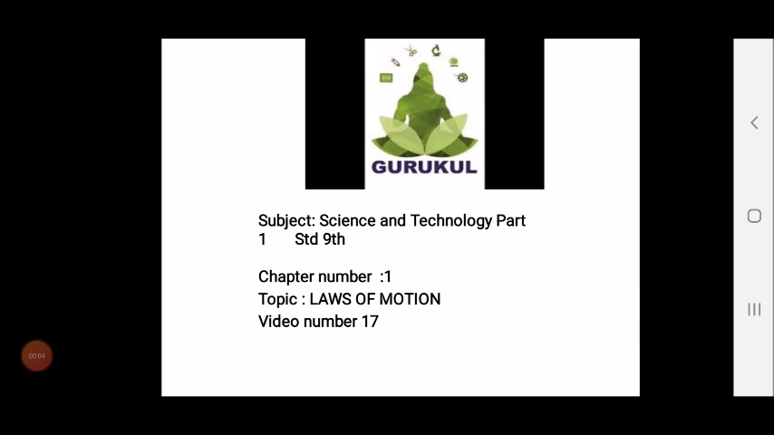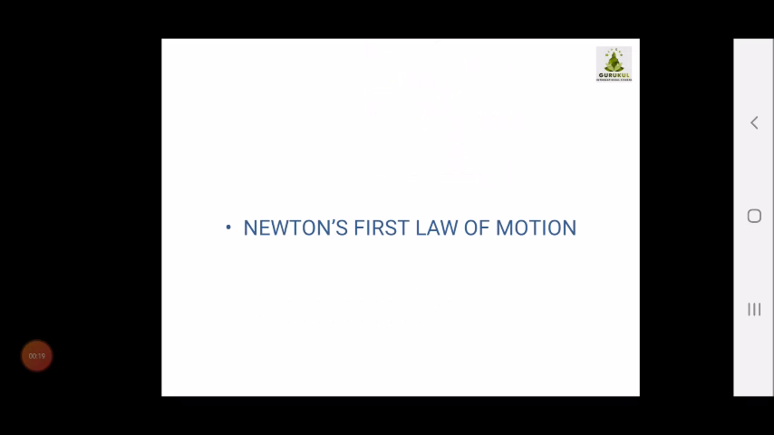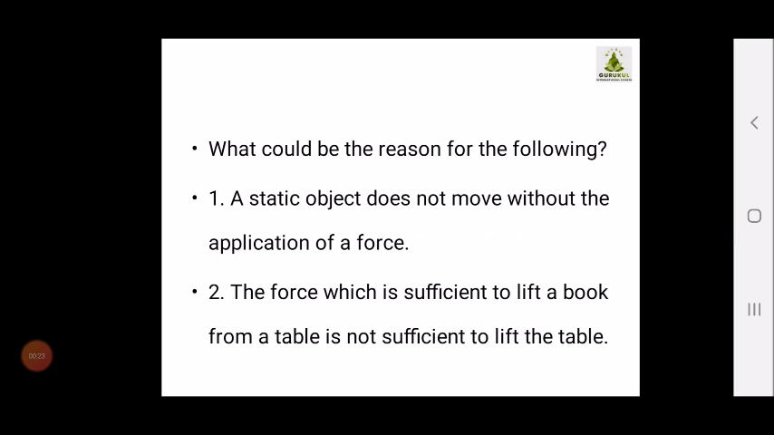Students, today we are going to start with the next concept. Please look at the videos properly, and simultaneously, if you want, open your textbook also as your teacher is explaining, so your concepts will be more clear from time to time. So today we are going to start with Newton's first law of motion. Before starting this, let us discuss certain concepts.